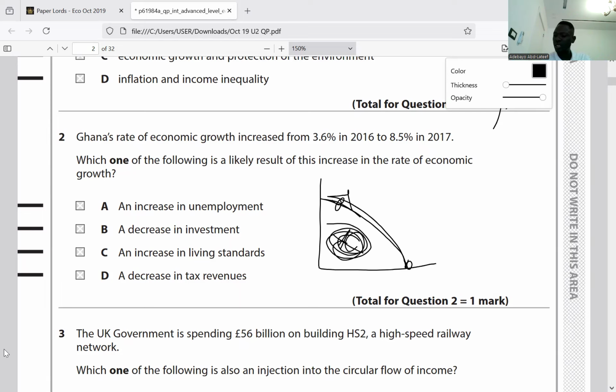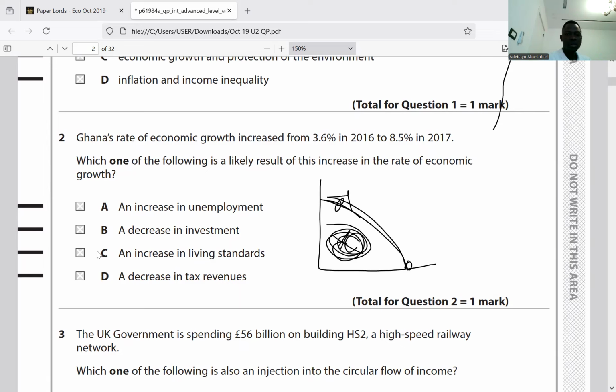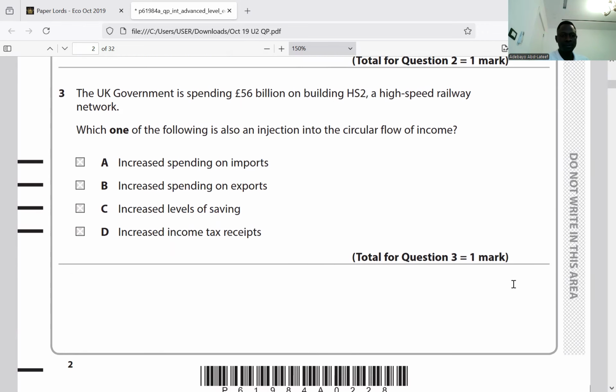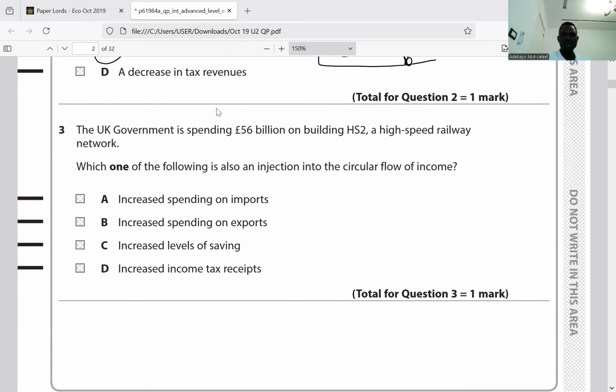So question 2 is C, right? Good. Question 2. Question 2, C. Go to question 3. I'll be right back, please.